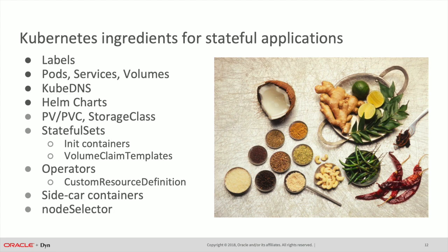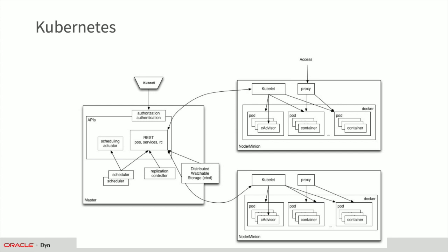Sidecar containers are just a pattern. They're essentially containers you run alongside the main application container to do tasks for you. Node selector lets you specify affinity for a given machine. So you might have a Kubernetes cluster with, say, 3 machines, and maybe 2 of them are well suited for running a database. So node selector lets you specify affinity for certain applications to run on certain machines. Here's kind of a diagram.